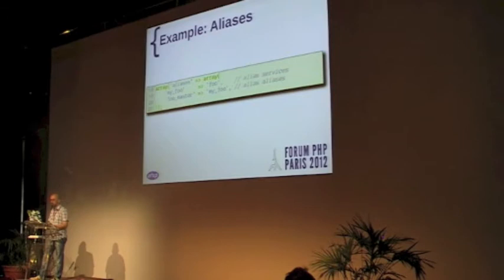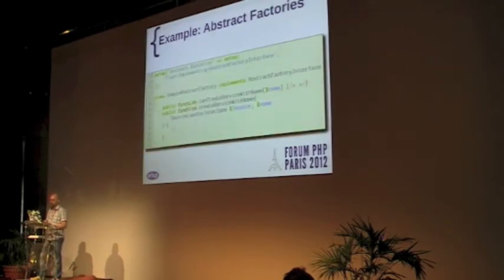We also have aliases, so you can create an alias on the fly. And you also have abstract factories. That means if your service manager is not able to find the object, the key, this is like a fallback.